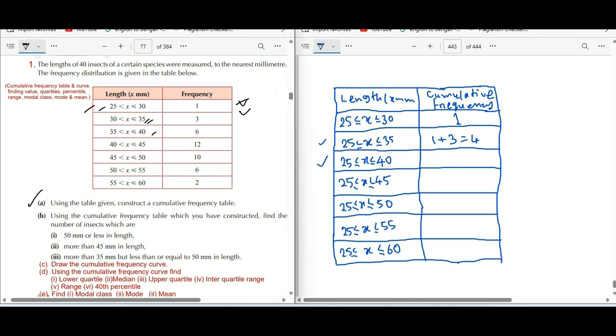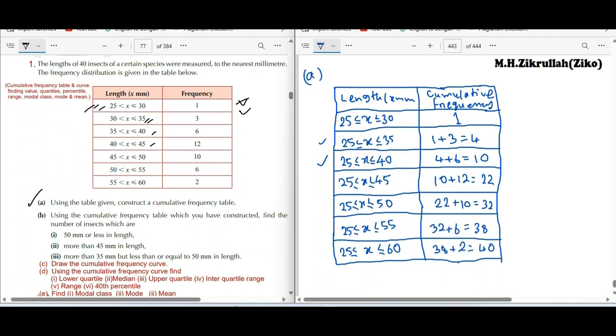and for 25 to 40, this will include 1, 3 and 6, so you can simply write 4 plus 6 equals 10, and for 25 to 45 you need to add all the previous frequencies, 1, 3, 6 and 12, so this will be 10 plus 12, 22, and like this you need to fill the entire column. So this is how you construct a cumulative frequency table.